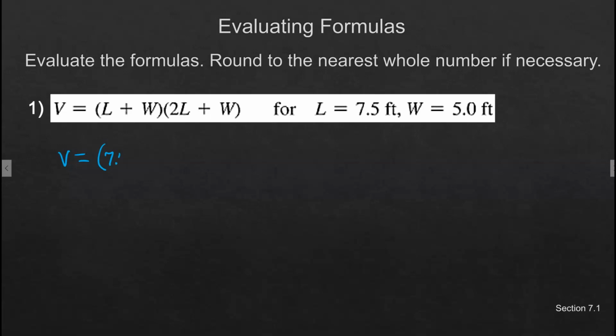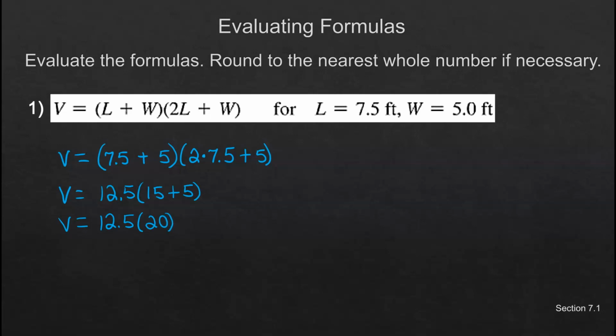L is 7.5 and W is 5.0, but we can just put 5. We're multiplying L times 2, so I'm going to just use the little times symbol. And then we're adding that to 5. So 7.5 plus 5 would be 12.5. And then I'm putting that number next to the parentheses. 2 times 7.5 would be 15, and then we're adding 5. So we have 12.5 times 20.